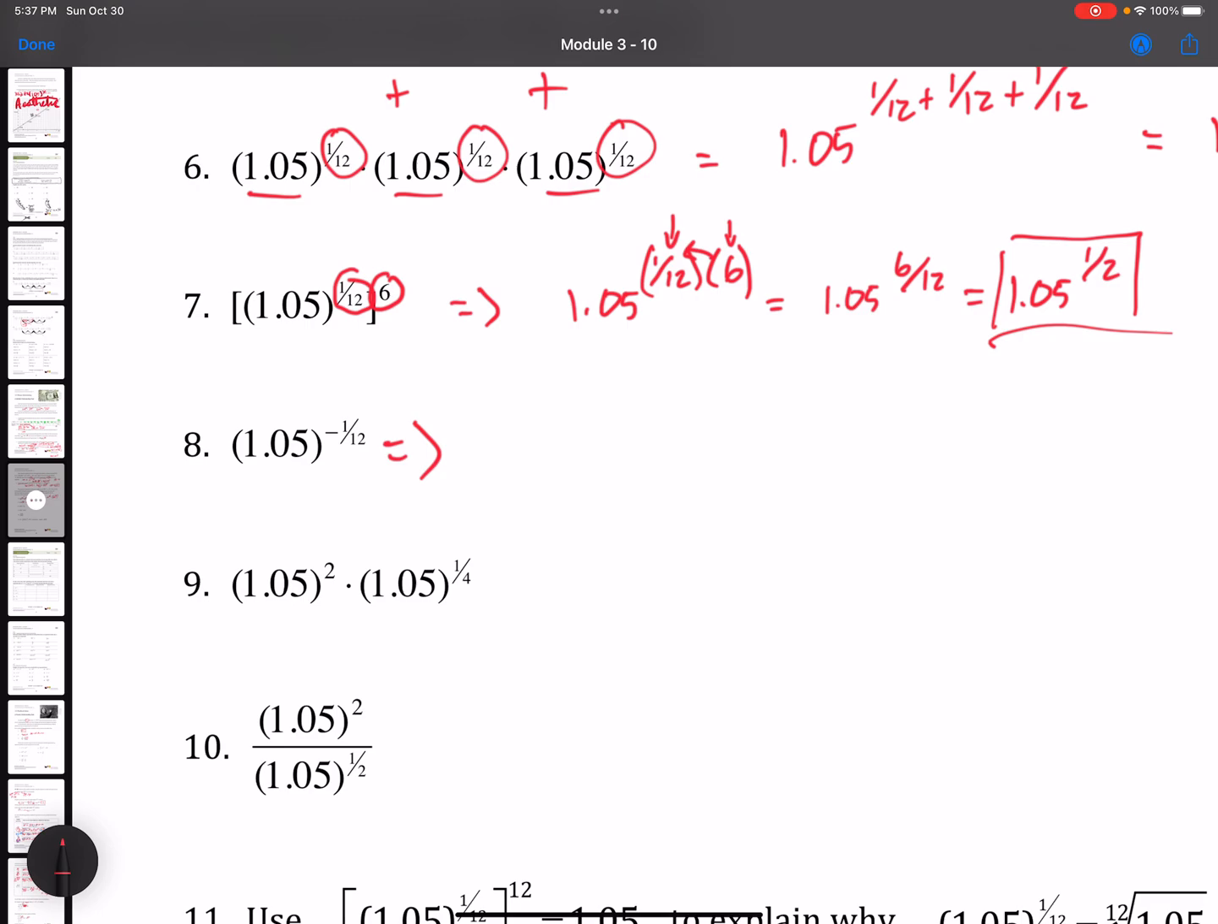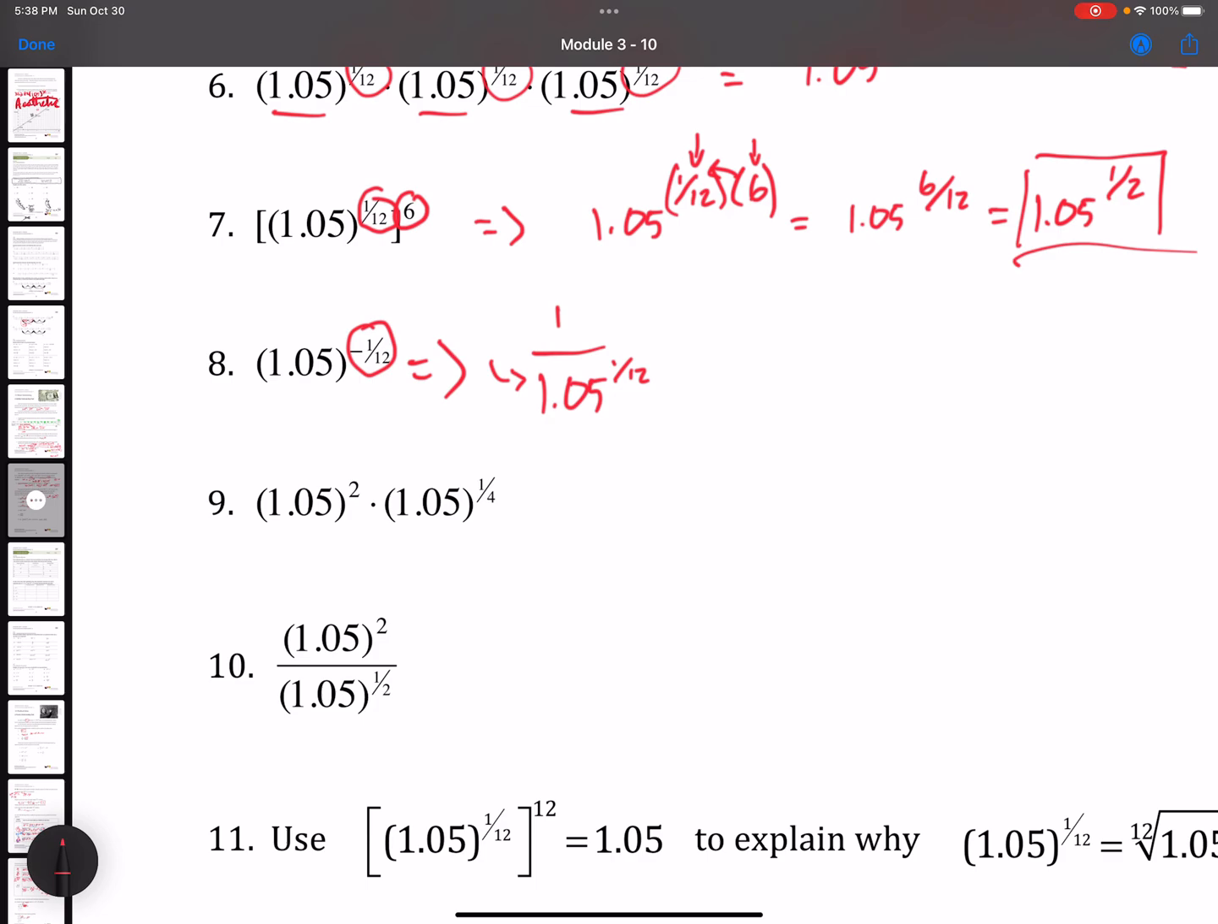Okay, a negative exponent. Hopefully you remembered from the last lesson, or you checked back to the last lesson to look at what that negative exponent does: it takes the reciprocal. So it puts it in the denominator of a fraction. So now we've got 1.05 to the 1/12th in the denominator beneath 1, just like that.